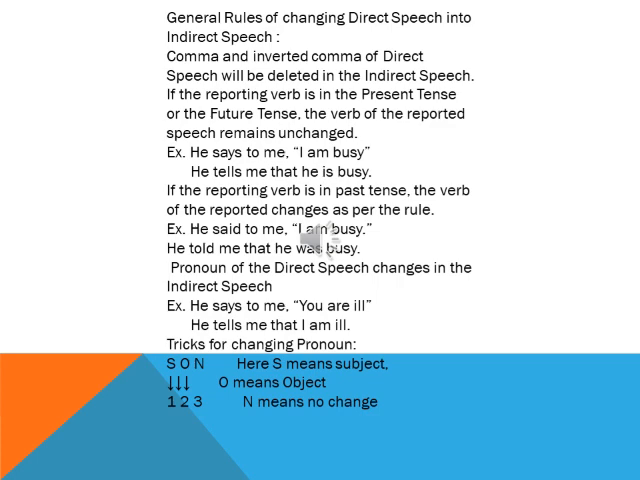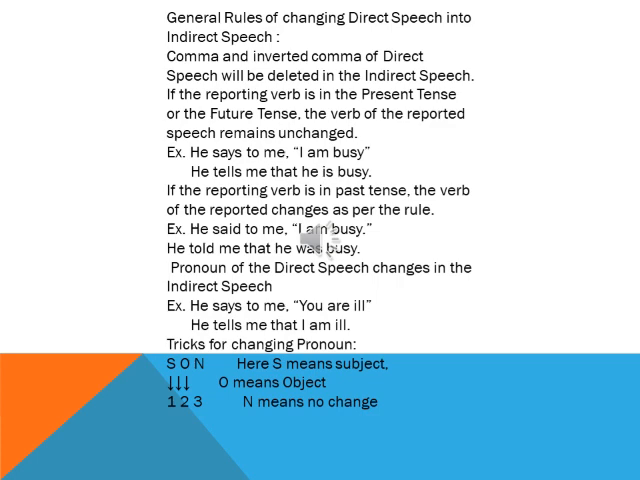If the reporting verb is in past tense, then the verb of the reported speech will be changed as per the rule of tense. For example, he said to me, "I am busy." Now the reporting verb said is in past tense, so it will be changed this way: he told me that he was busy.